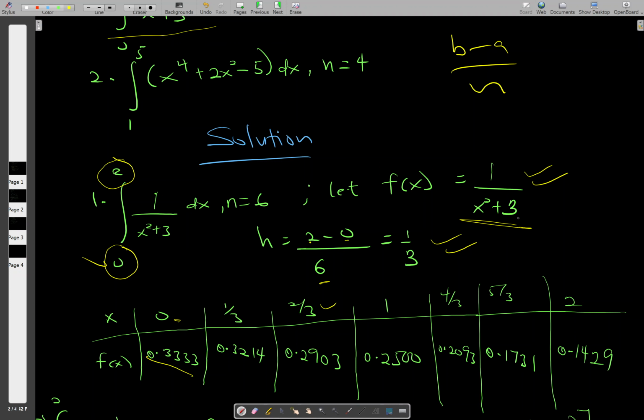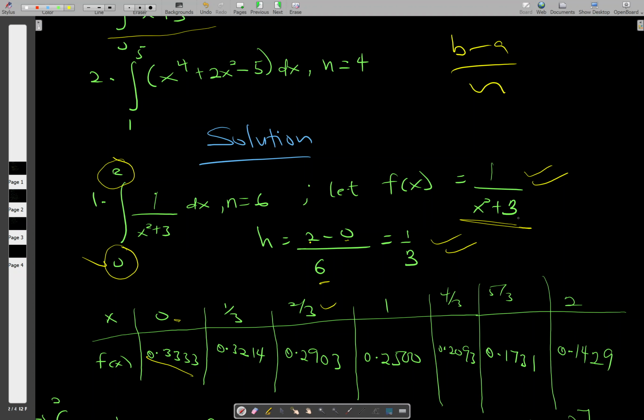The trapezium rule is given by h on 2. We know that our h is what? 1/3, so half of 1/3 is 1 over 6. That's what we have here. Then the first term plus 2 times the middle terms. Here are the middle terms, that's f of 1/3 to f of 5/3.